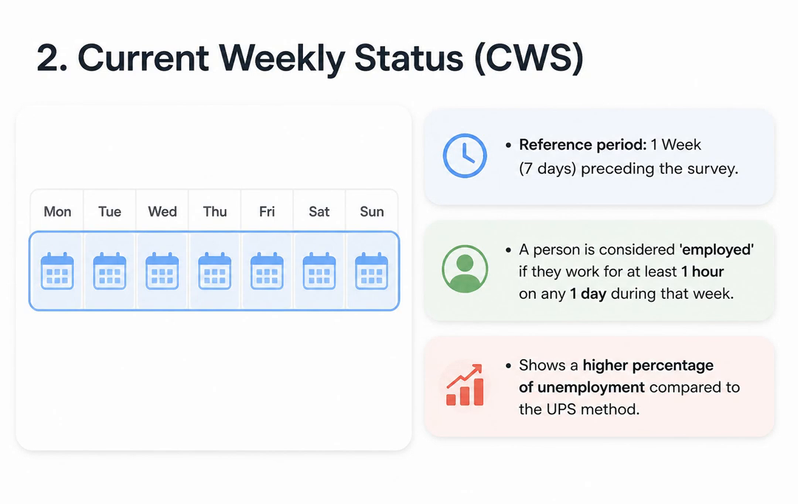The second method is the current weekly status. As the name suggests, the reference period shrinks to just 1 week preceding the survey. Under CWS, if a person works for even a single hour on any one day during that week, they are classified as employed. Because the time frame is shorter, this method captures more temporary joblessness, resulting in a higher unemployment rate than the UPS method.